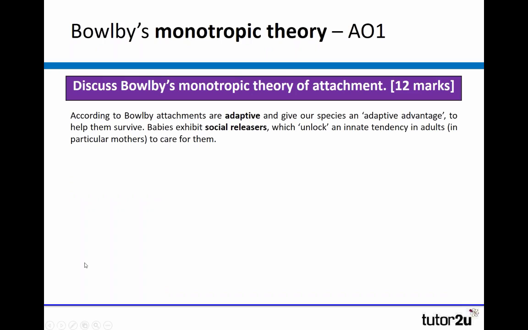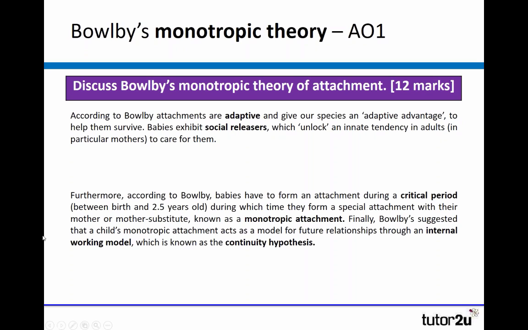The starting point for this would be, according to Bowlby, attachments are adaptive, which means they give our species, humans, some type of advantage which helps us to survive. Okay, I'll come on to innate in a moment. Babies exhibit these features called social releasers, which are things that make parents really want to care for them. I'm going to come back to that point in a minute. So social releasers make mums want to care for their children, and that's how children attach to them.